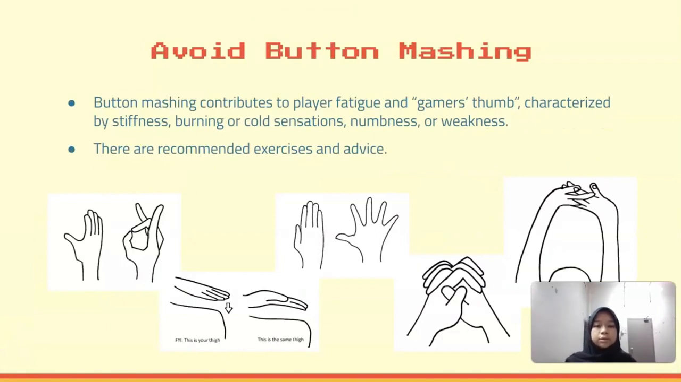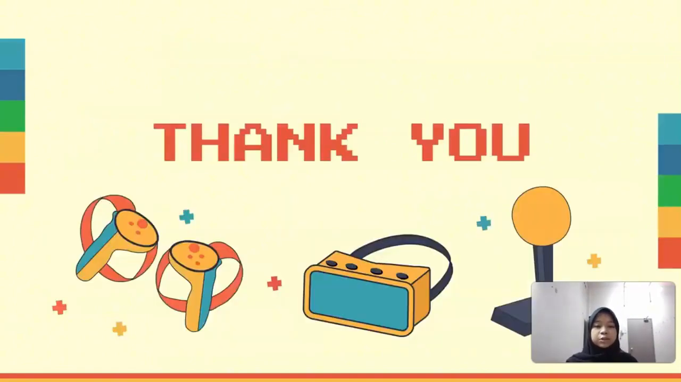Next, avoid button mashing. Button mashing is when players are not sure how to control the game. They will wildly or rapidly hit random buttons to get a positive result. This can cause stiffness, numbness, and weakness in their thumb. So don't forget to take a break and do some exercise. I think that's all from me. Thank you.